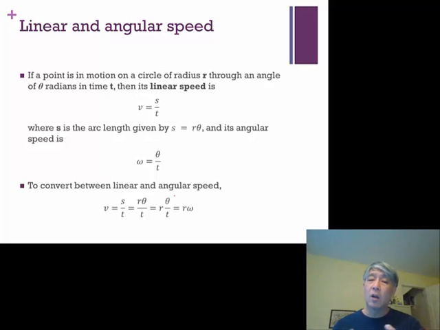So S is the arc length, given by S is equal to r theta, theta in radians, and its angular speed is how many radians it is making per second. We could do it in degrees, but we're pretty much going to stick with radians here. So omega, that little Greek letter, kind of italicized w, is going to be the radians per second, or theta divided by t. And to convert between the linear and the angular speed, the linear speed v is going to be the radius r times the angular speed. So just remember that.